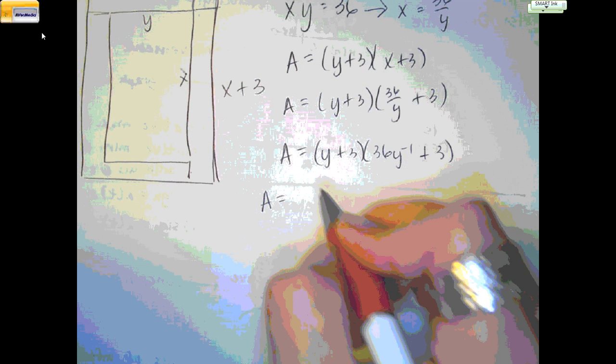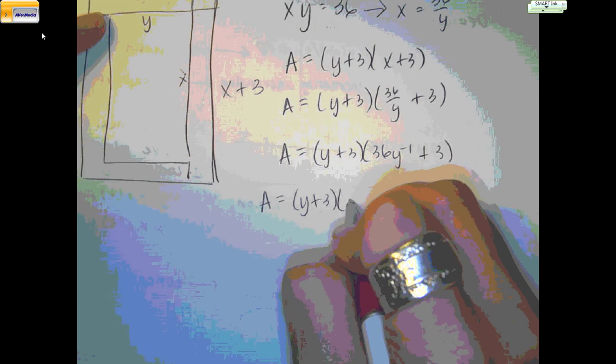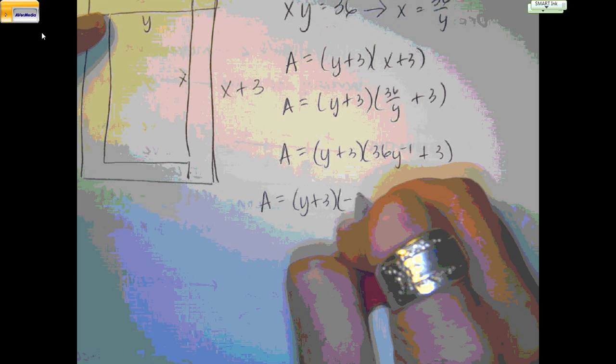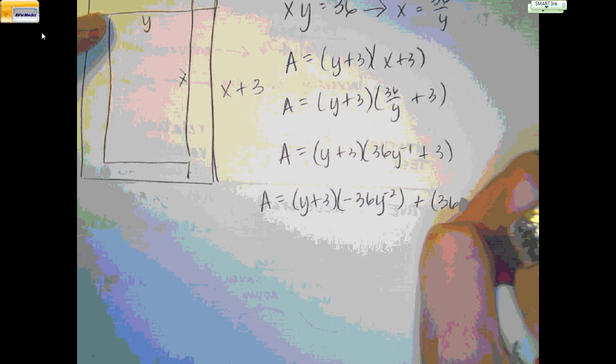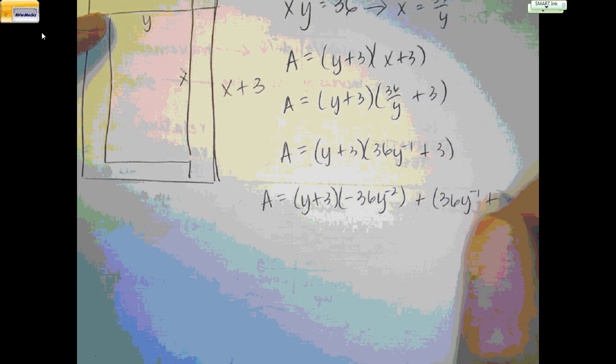So we have the first times the derivative of the second, and the derivative of the second is negative 36y to the negative 2, plus the second times the derivative of the first, which is 1.